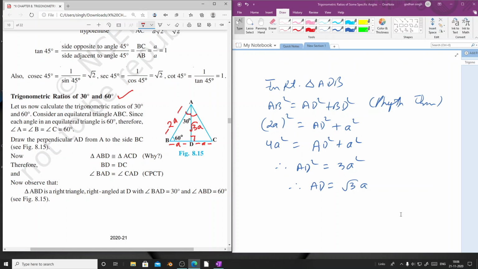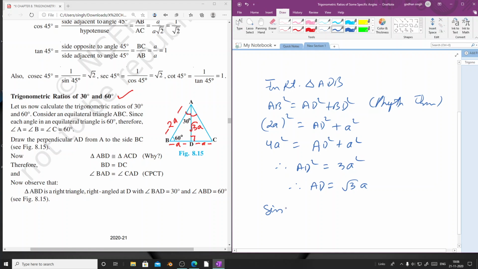So we have written the value of AD as root 3a. Now we will find the trigonometric value of, say, sine 30 degree. For that, we know how sine is defined. Sine 30 degree is equal to perpendicular over hypotenuse. And if you see the figure, the side opposite to 30 degree will be our perpendicular, that is BD, over hypotenuse. In our case, we are taking right triangle ADB.